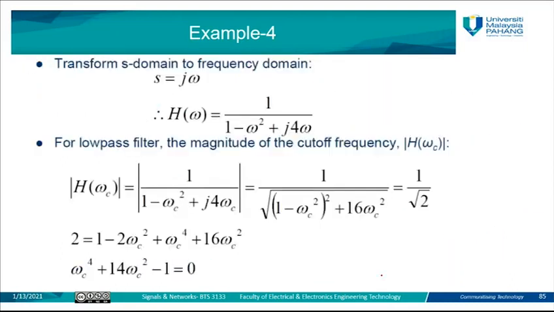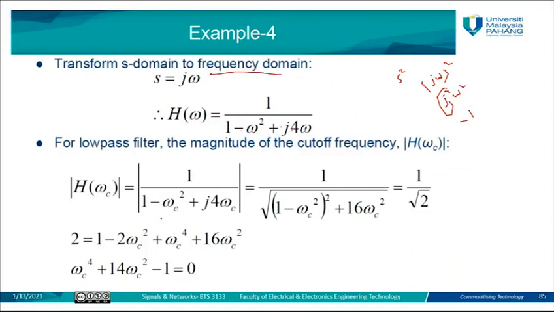Omega square is negative here, because if you substitute each s by j omega, s square becomes j square omega square. J square means -1, so it becomes minus omega square here. So 1 minus omega square plus 4j omega. This will be our transfer function in the frequency domain.